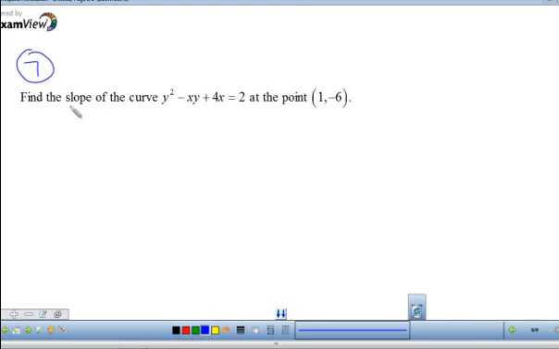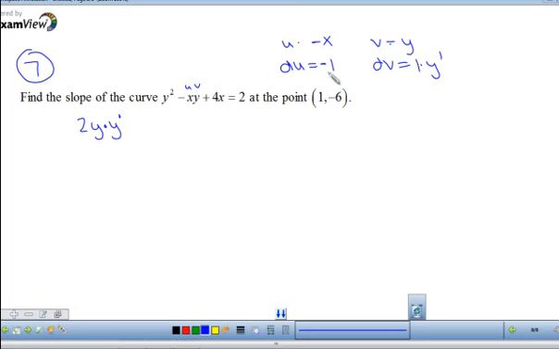Number 7, find the slope of the curve at the point. Okay, so once again, we're going to use implicit differentiation. So we're going to have 2y times the derivative of y. So every time you take the derivative of y, you need a y prime. We're going to have to use the product rule. So u is negative x, v is y. So the derivative of u is negative 1. The derivative of v is 1 times y prime.